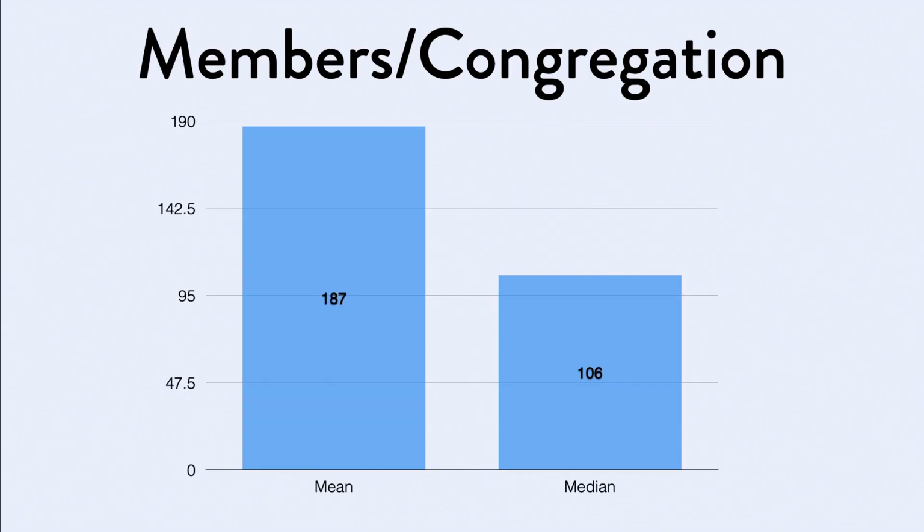So with that in mind, here's the size of congregations. So churches and companies in North America. The mean, the mathematical center, is 187. The median, the center of the lineup, is 106. So that means that on this last weekend, half of our congregations were 106 or smaller. The other half of our congregations were larger. The fact that the mean is so much above the median tells you that we've got some really big congregations that do pull it up.